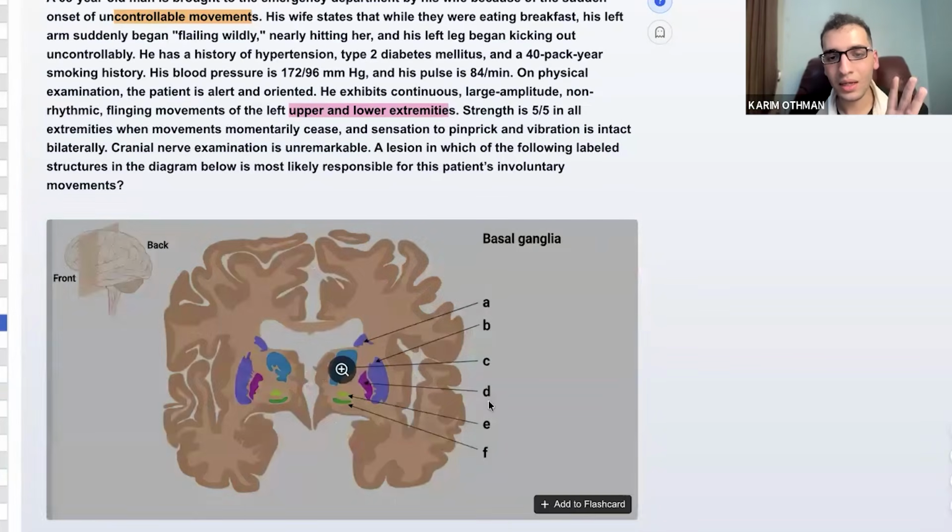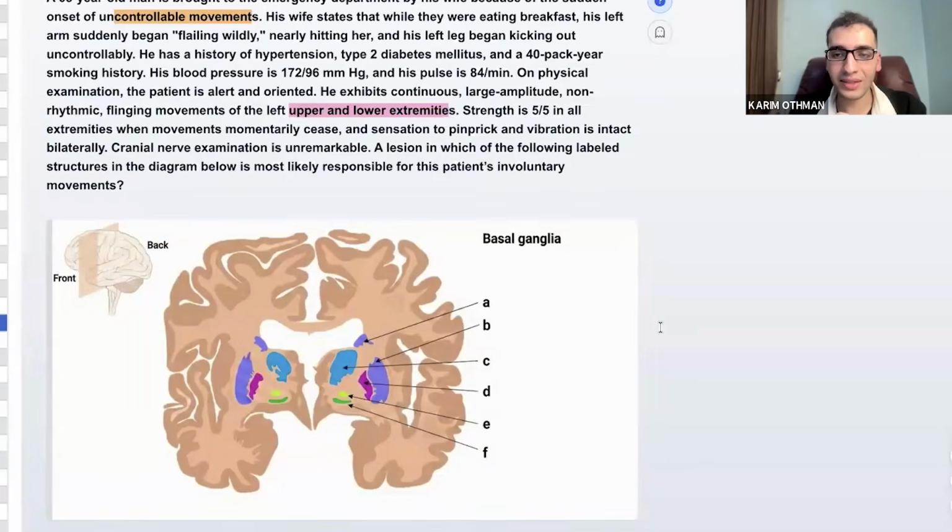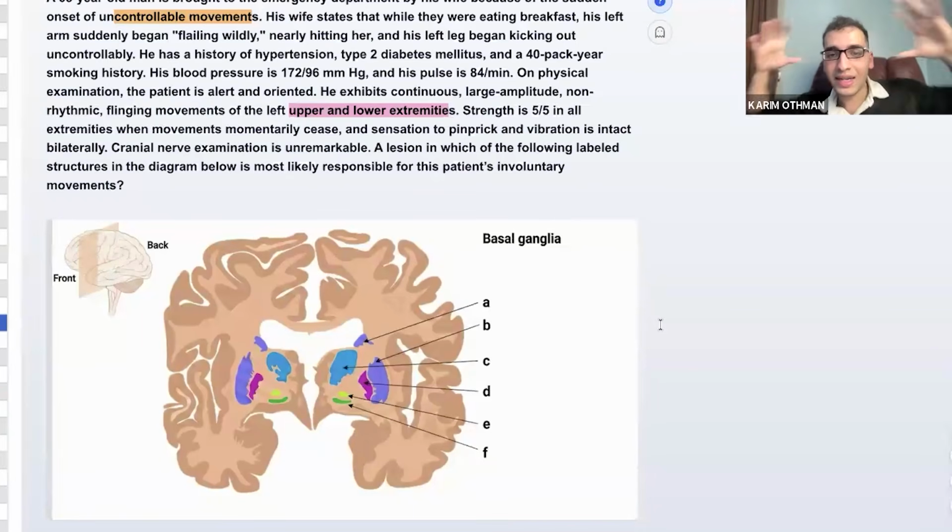I will give you options and tell me, guys. This is like rising movements, sorry, this flailing movement, and all of this other stuff. What do you think, guys?